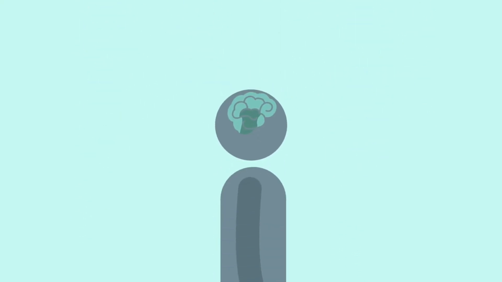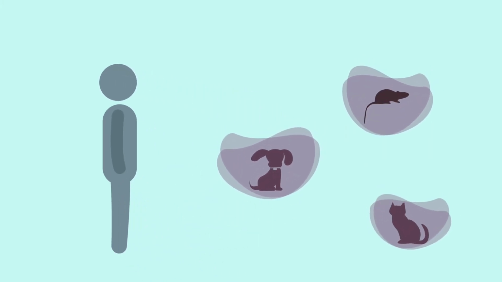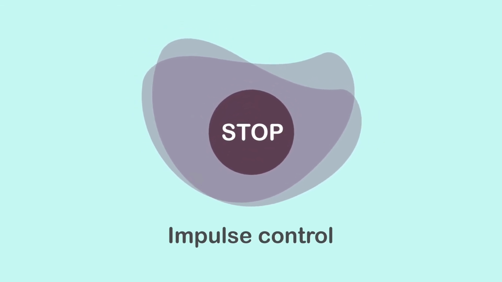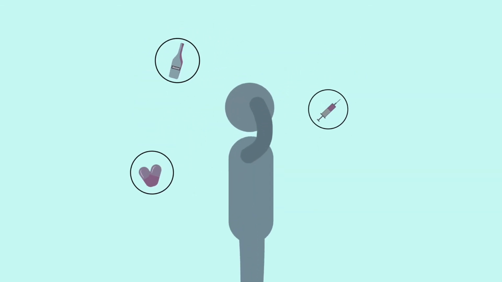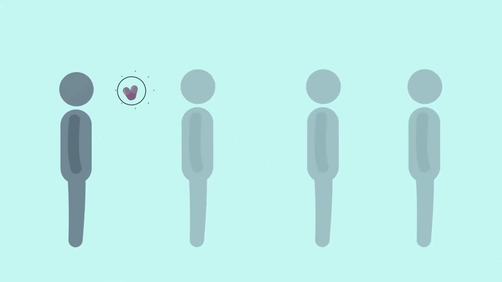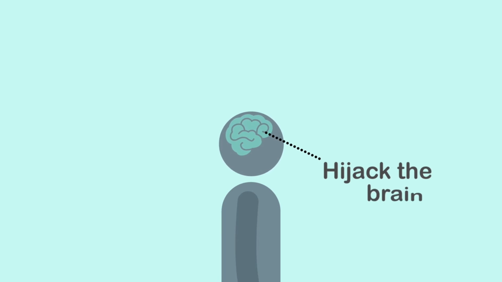Addiction also affects this area, up here, in the prefrontal cortex, which is what separates us from other animals. This is where decision-making and impulse control live. When drugs or alcohol are used, they activate the same dopamine process in the survival center, and when use is repeated, that substance can hijack that part of the brain.